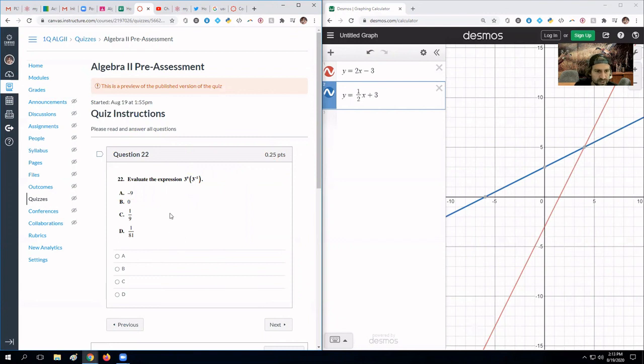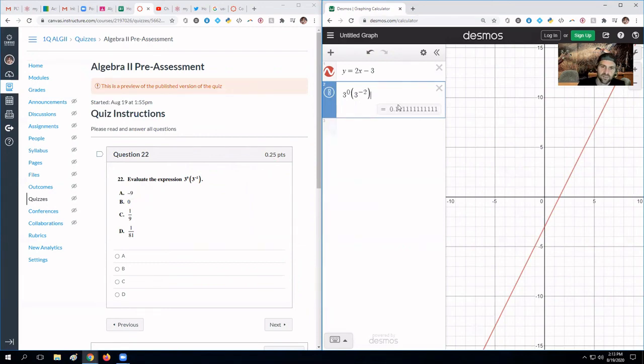All right, evaluate the expression. Okay, this one's nice. This one we could actually just type into Desmos. So we got 3 to the 0, anything to the 0 power will tell you is 1. That's what it says right here. And then we're going to times that by 3 to the negative 2nd power. All right, so we get 0.11111, so it's a decimal. If you guys didn't know, on Desmos, if you click that button there, it will change it from a decimal to a fraction. So that one will be C, 1/9.